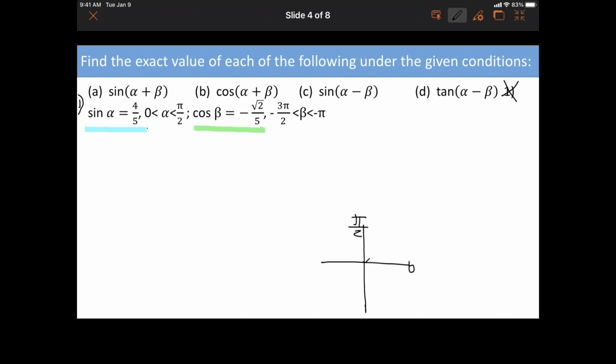And sine is opposite over hypotenuse, so this is 4 and this is 5. And then to complete it, we're going to have to find this, and this is the Pythagorean triplet. It is 3, 4, 5. If you didn't know that, you can use the Pythagorean theorem.